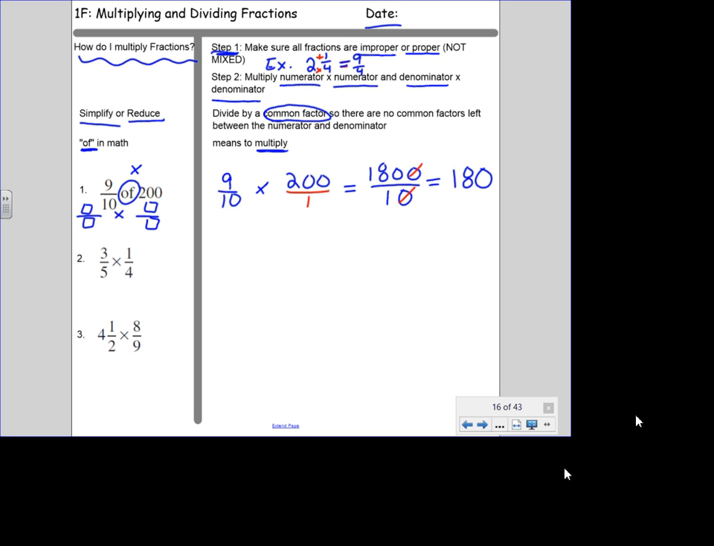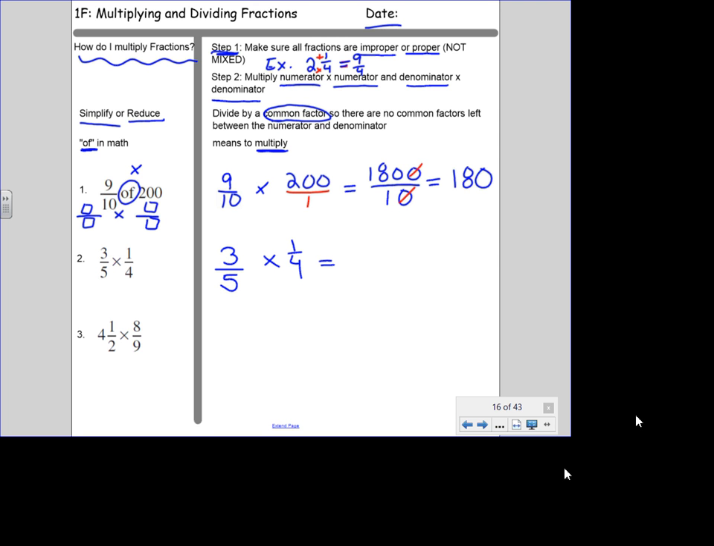For number 2, go ahead and pause, try to do number 2 and 3 on your own, and then push play and see how you did. So for this one, I have a proper fraction, 3/5, multiplied by another proper fraction, 1/4.